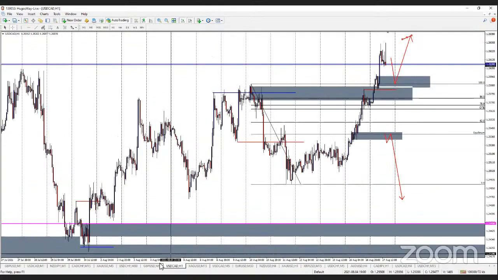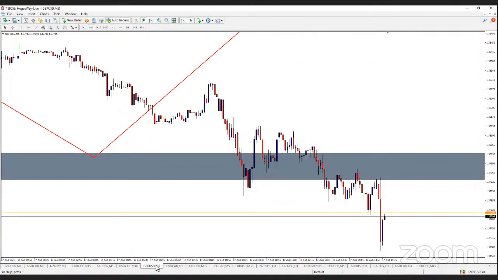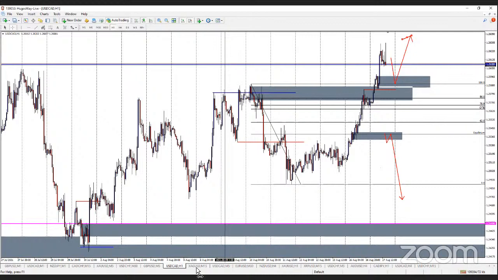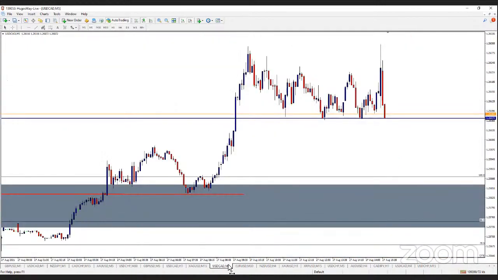All right, so now that we have this, let's see what the price does. It looks like USDCAD is reversing, so we could be able to take a trade on that. All right, and let's see what else is going on.